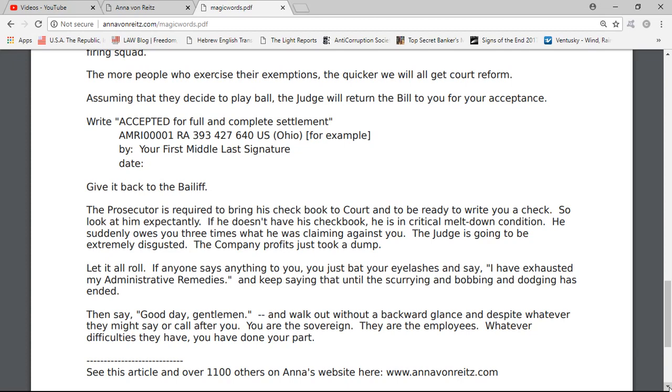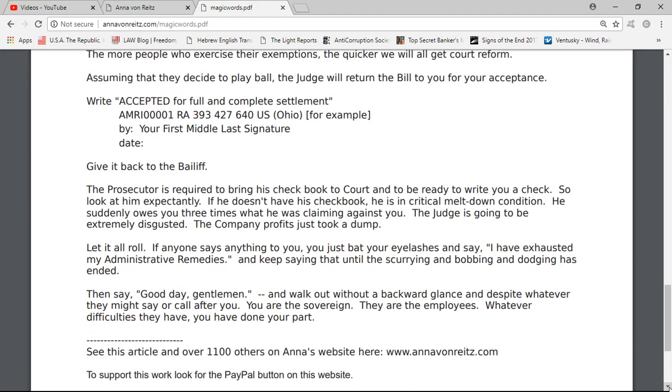More the reason I want common law grand assemblies. You know how many times it's going to take for a firing squad to happen, live or whatever, for these people to get their ducks in a row and beat feet and get their ships in dry dock off our land? It won't take long at all. The more people who exercise their exemptions, the quicker we will all get court reform.